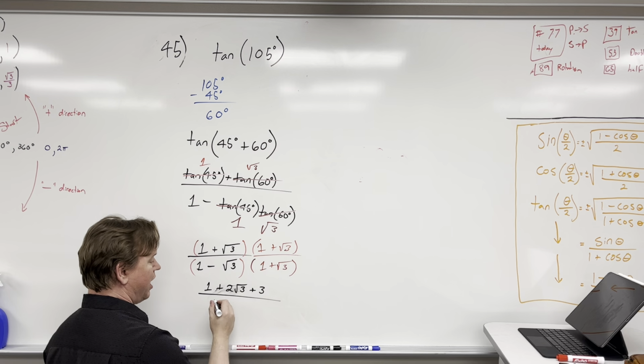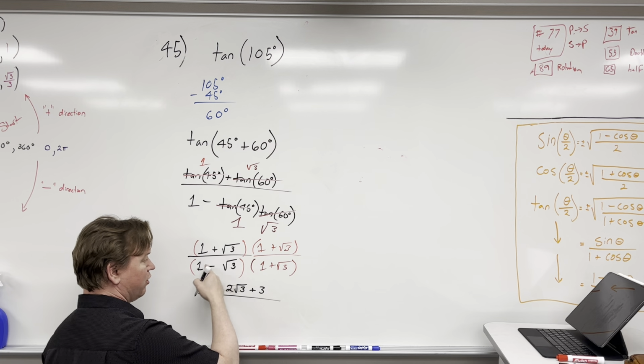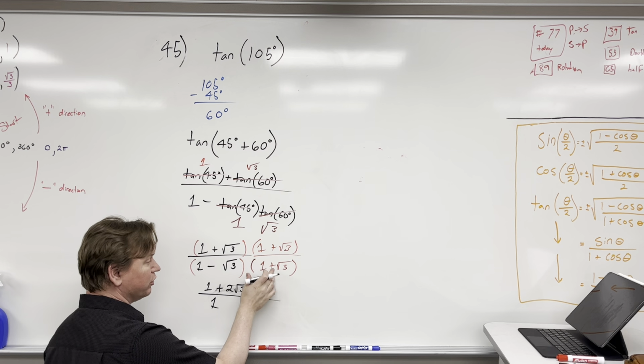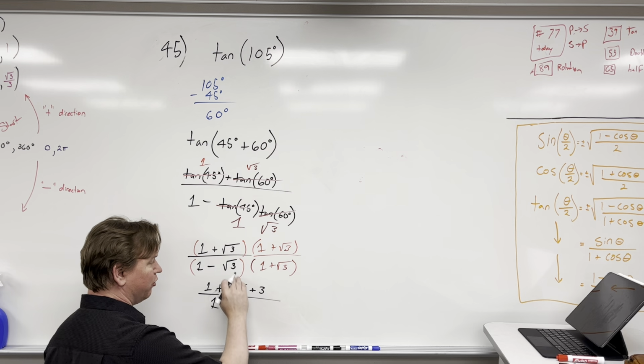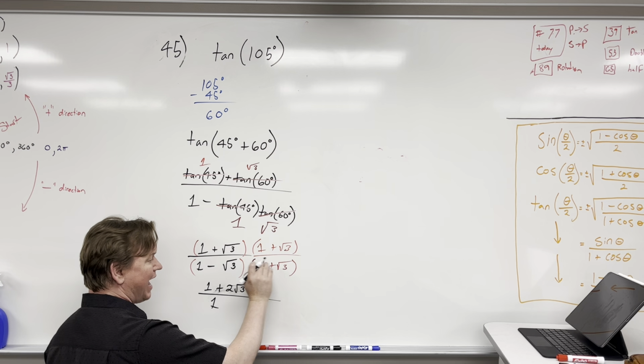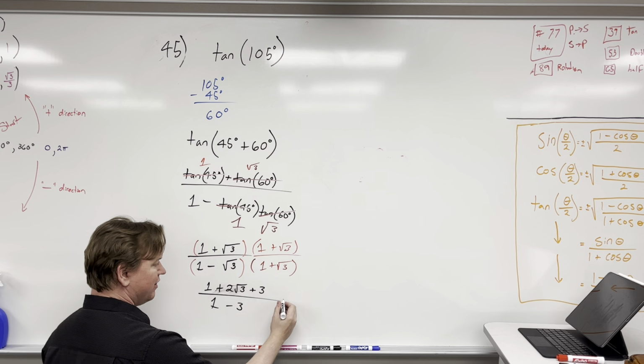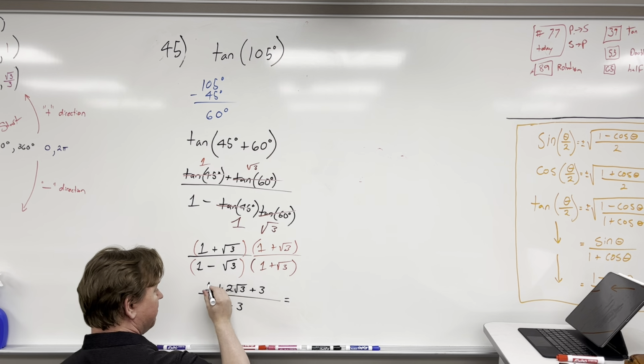And then on the bottom, what happens? We get 1 and 1 is 1, right? Then we do the outside, and then the inside cancels. That's what just happened. So we cancel that middle one, and then we just multiply the last 2. So what do we get? Minus 3.